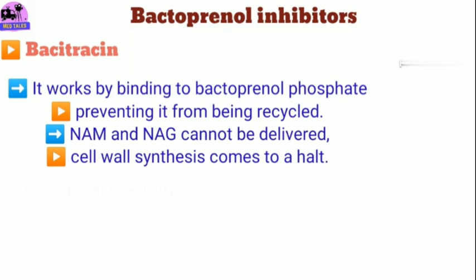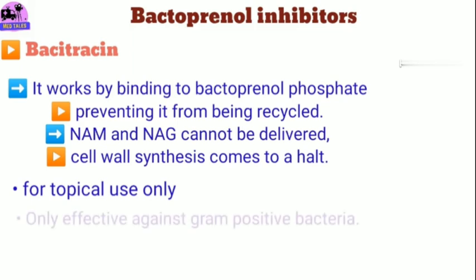However, due to its toxicity, bacitracin is used topically for skin infections. While effective against gram-positive bacteria, gram-negative bacteria resist it due to their outer membrane barrier. Resistance develops when bacteria modify bactoprenol or use efflux pumps to remove the drug.